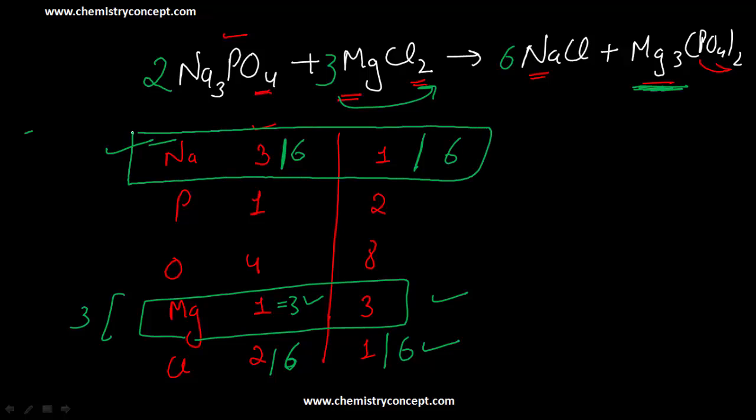Okay, now I am left with phosphorus on both sides. Actually phosphorus is also balanced, because when I multiplied sodium phosphate by 2, phosphorus also got balanced. Now the next thing is oxygen. When I multiplied sodium phosphate by 2, the oxygen on the reactant side also became 8. So now my entire equation is balanced, and this is how we balance a chemical reaction.